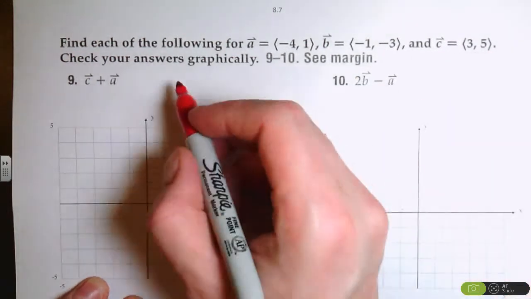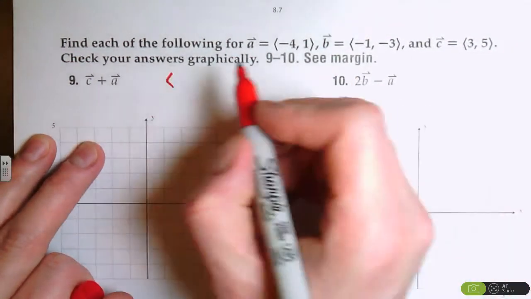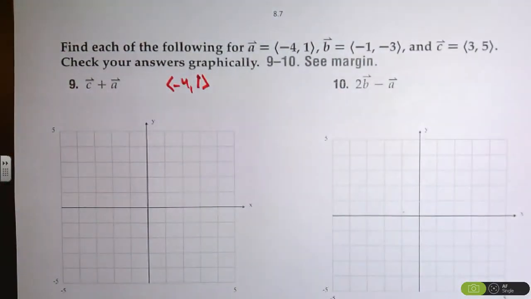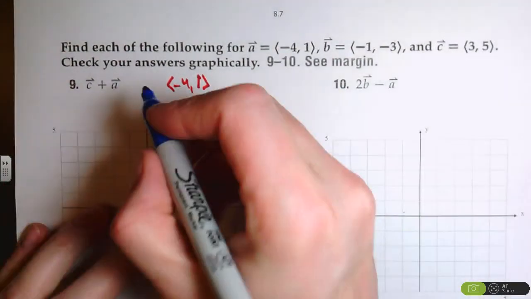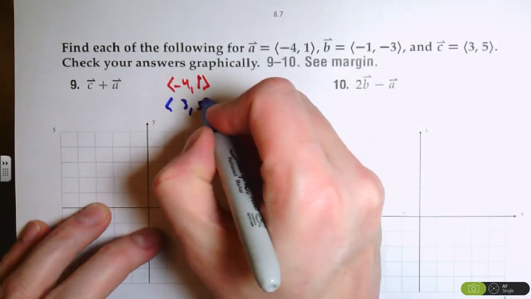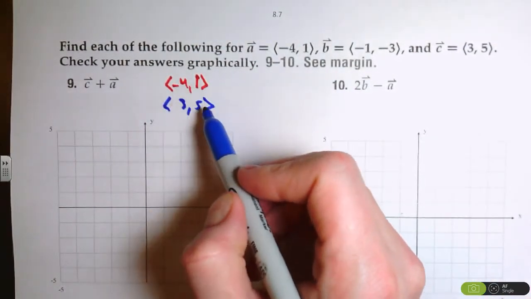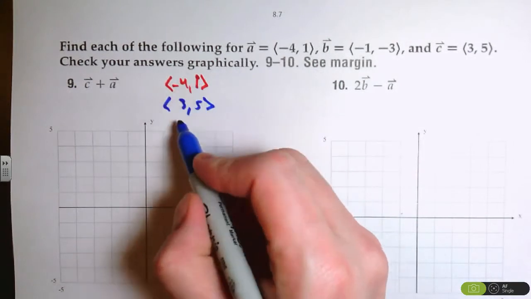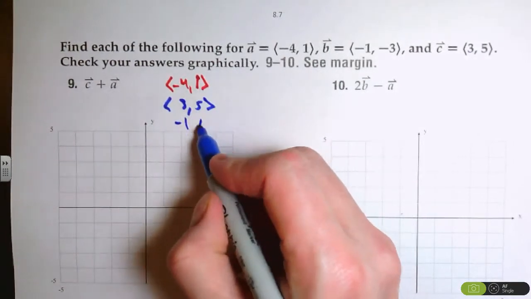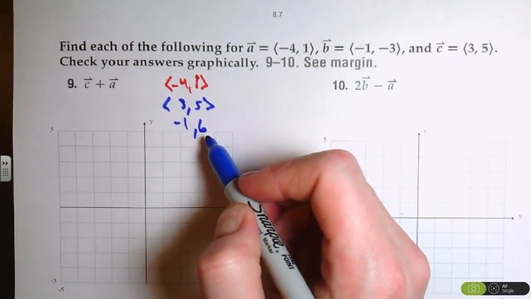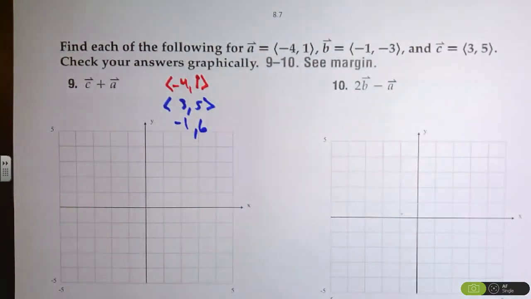If I were guessing, I would just say, hey, let's look at the component form of the vectors. And this tells you I'm going to go left 4, up 1, then right 3, up 5. Well, negative 4 plus 3 is negative 1. 1 plus 5 is 6. So I should be saying something like, oh yeah, you're going to go left 1 and then up 6. Well, graphically, that's kind of what happens.